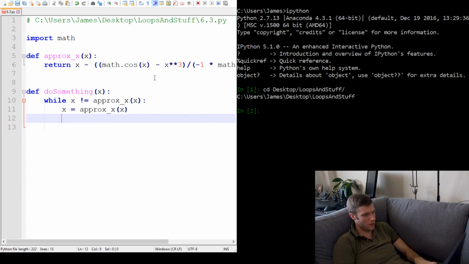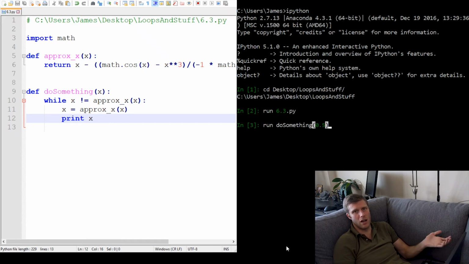Okay, and you know what I'm going to do every time? I'm going to print x. Yeah, and then we'll see if we're approaching the x value. So let's load up 6.3 into the interpreter and run do something. And I know we need to give it a value between 0 and 1. And 0.5 seems as good a value as anything.